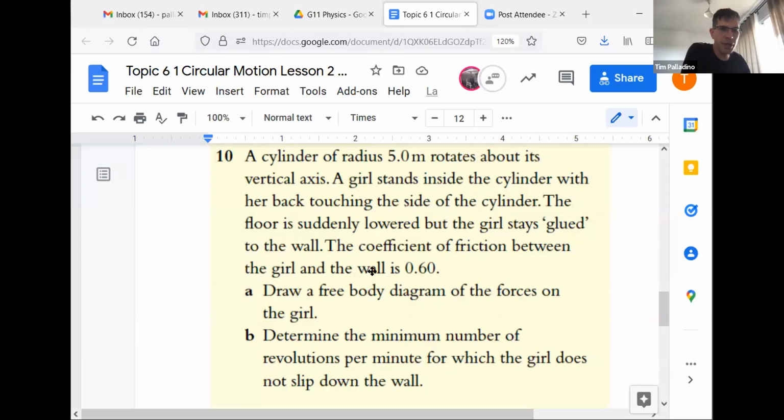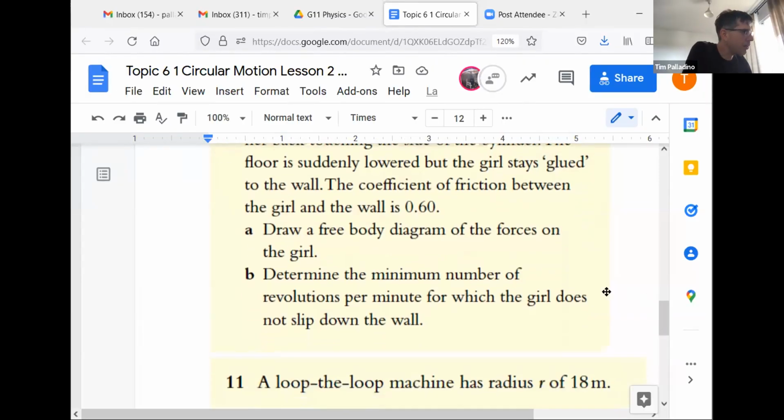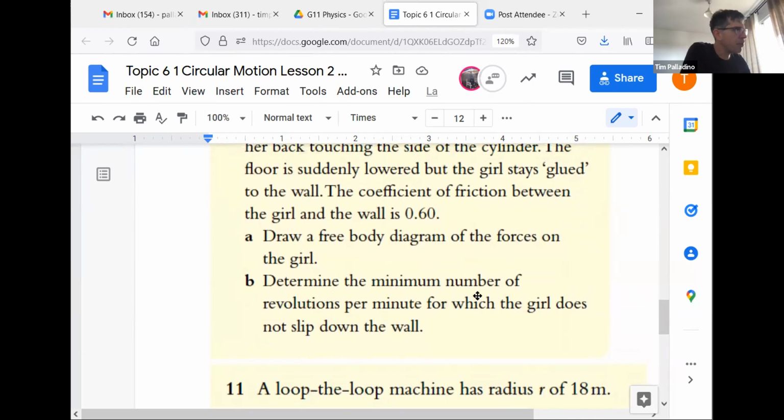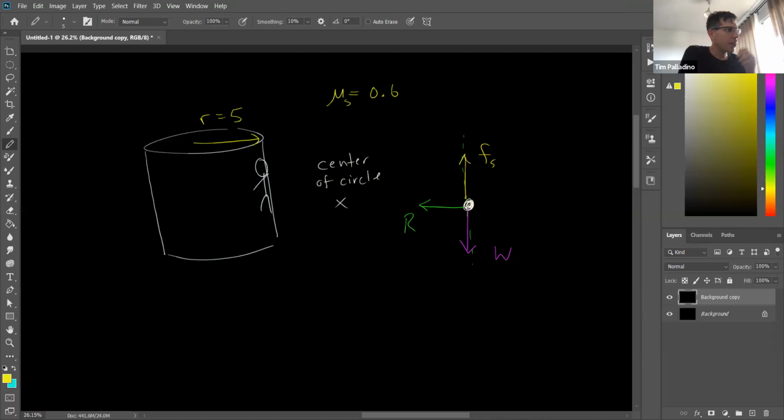So for part B, what we're looking for now is we have to determine the minimum number of revolutions per minute for which the girl does not slip. This is very similar to the do now that we were just looking at. So in this case, what does Newton's second law say about the forces acting in the vertical direction? What has to be true between these two forces in order for the girl not to slip or slide?